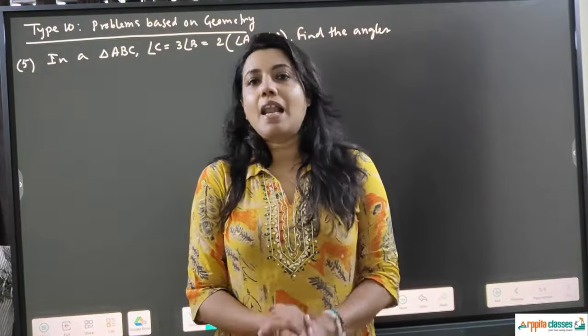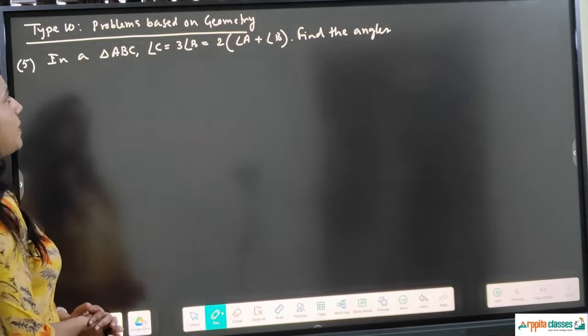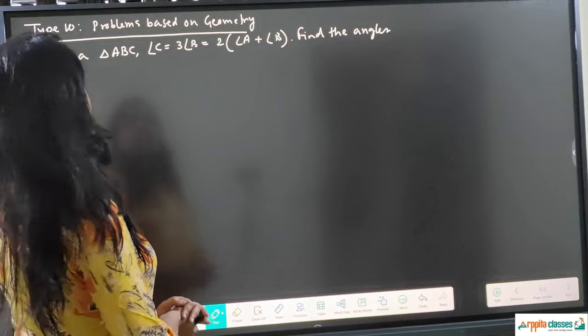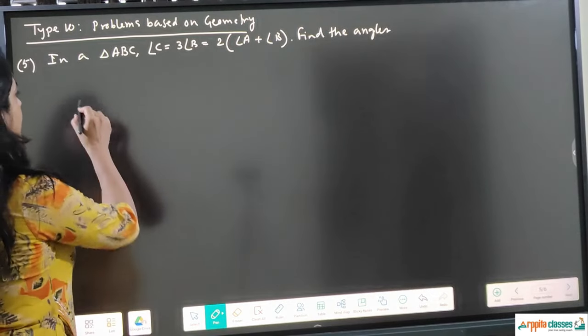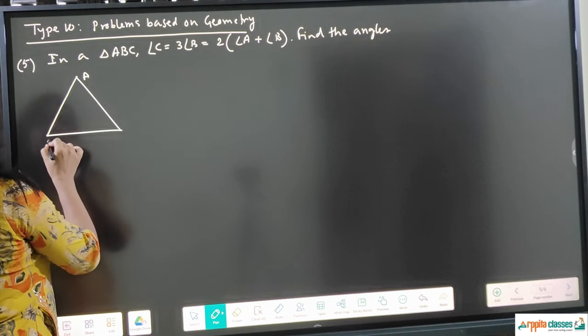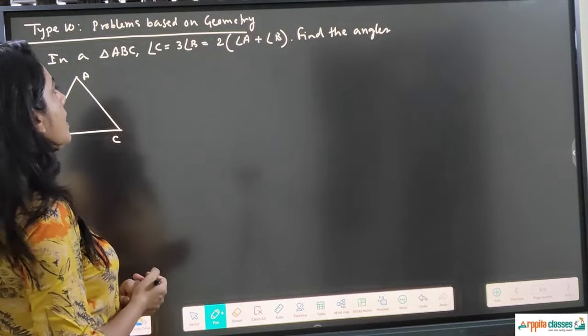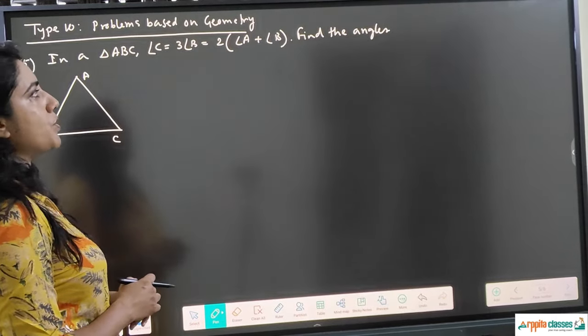So we have come to the last type and last sum of this chapter, and the type is based on geometry. Okay. So in a triangle ABC, there is a triangle ABC. This is a triangle, suppose ABC. The relationship between the three angles is given. C is equal to thrice of B is equal to twice of A plus B.